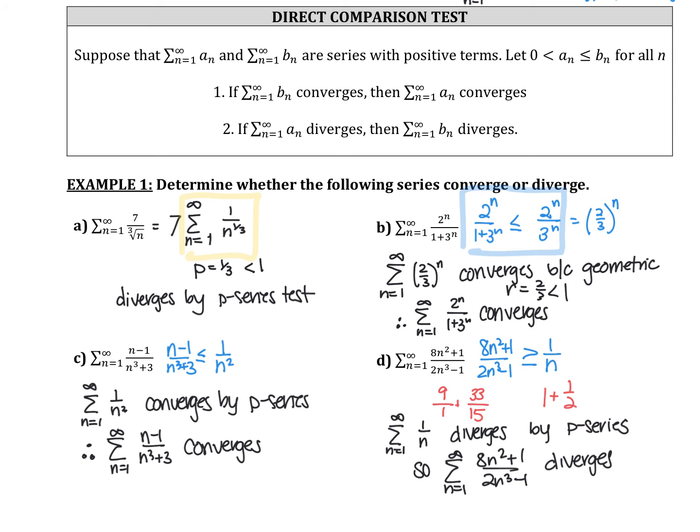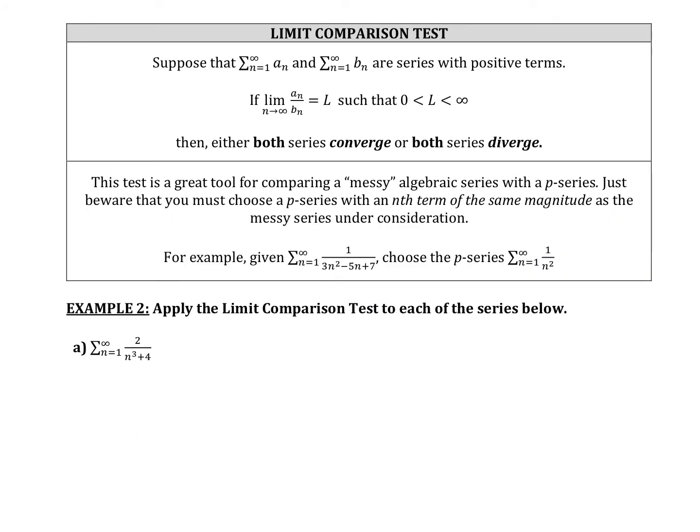All right, let's move on to our second test. All right, the next type of test that we're going to look at is called the limit comparison test. So let's suppose that we have two series again, a sub n and the series of b sub n, and they're both series with positive terms. What we can do here is if we take the limit as n approaches infinity of the ratio of the two functions, the a sub n and the b sub n, and they equal some number.